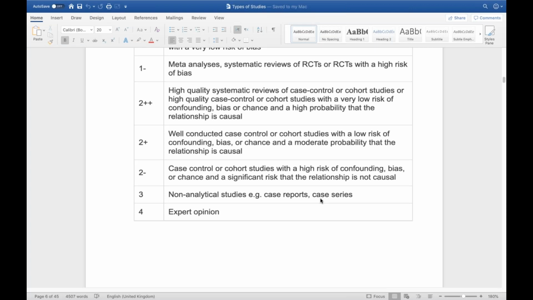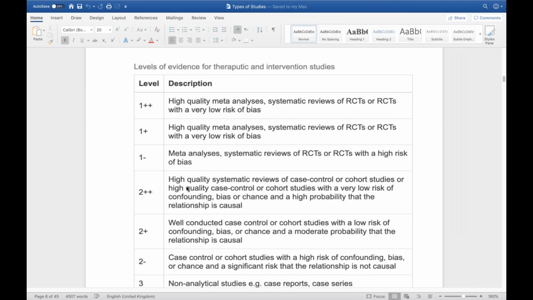So if you have a multiple choice question, and you have level 3 and 4 and things like this, and they ask you about case reports, it will be something like 3, because if you start from below going up, you will go 4, 3, 2 minus, 2 plus, 2 plus plus, 1 minus, 1 plus, and something like this.